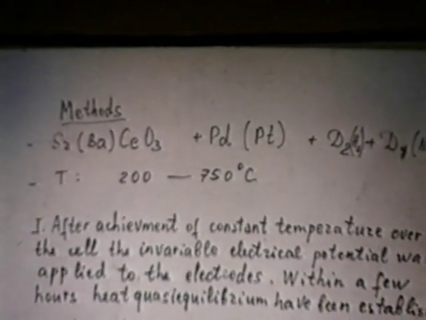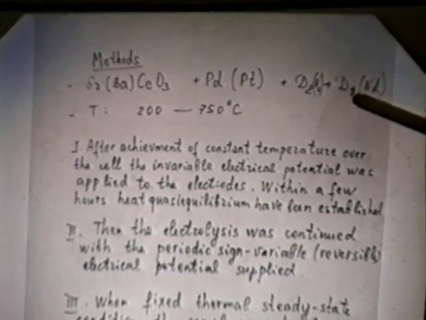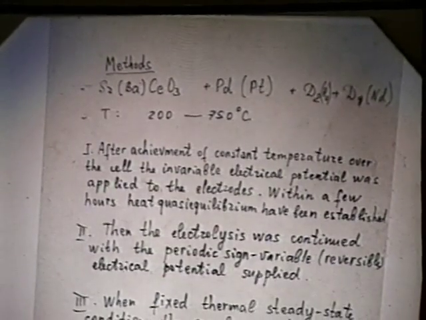Here is the typical method. The proton conductor has the following composition. It was supplied with two platinum or palladium electrodes. The electrolyte was doped with dysprosium or neodymium. This sandwich was installed in an atmosphere of deuterium or hydrogen. Then there were 4 experimental steps, which usually took a few days.